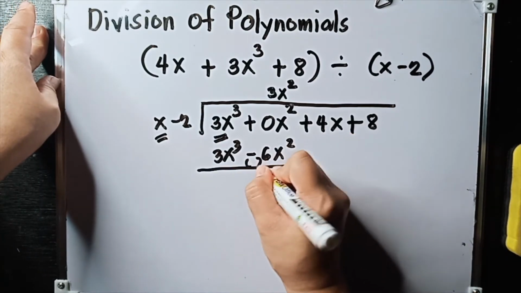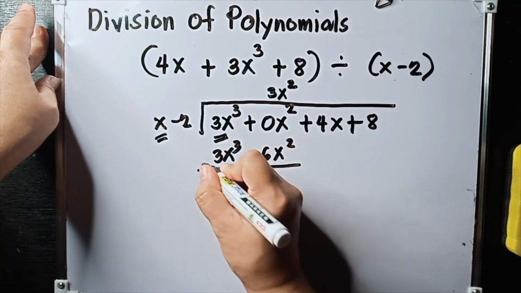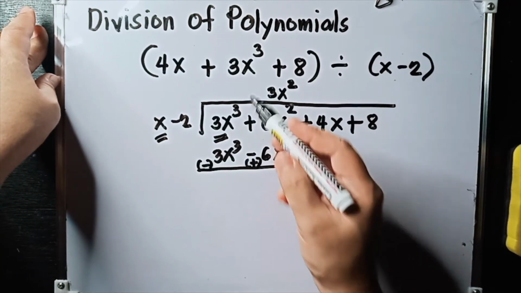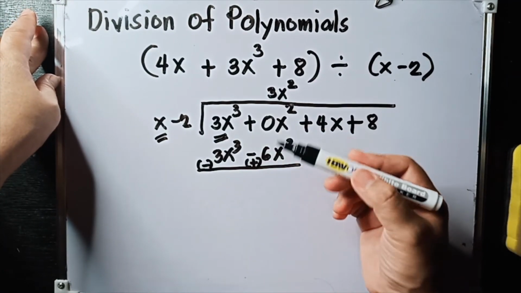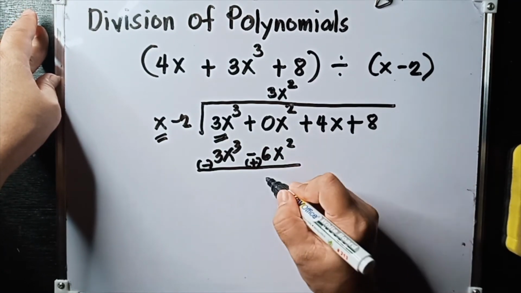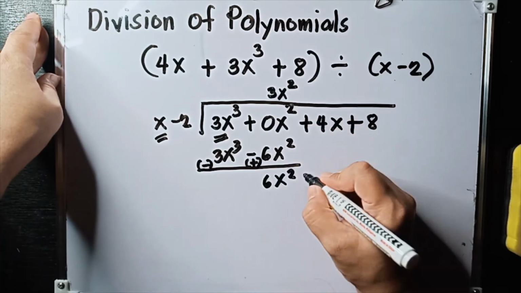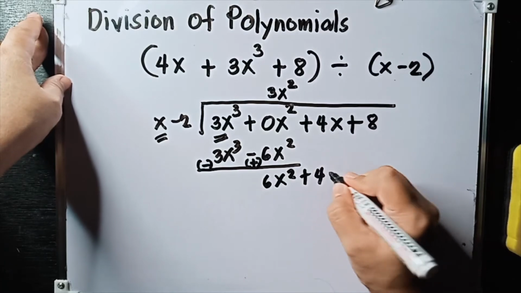So we change the sign of this one. This will become positive and this will become negative. So this one will become 0. We don't need to place 0 anymore. So 0 plus 6x squared, we have 6x squared. Bring down the linear term, which is positive 4x.